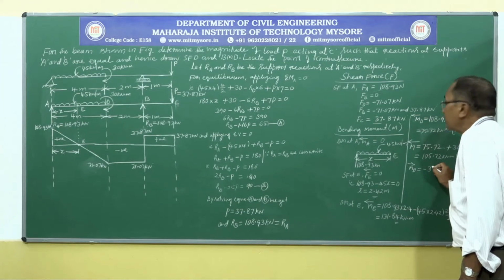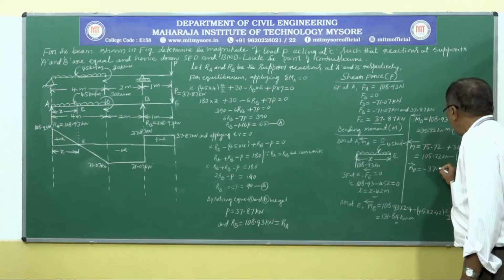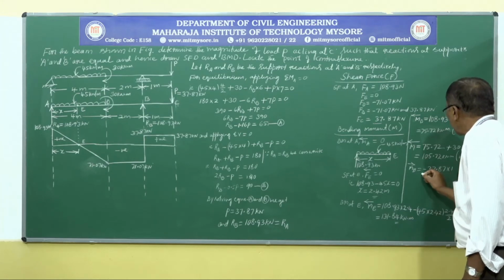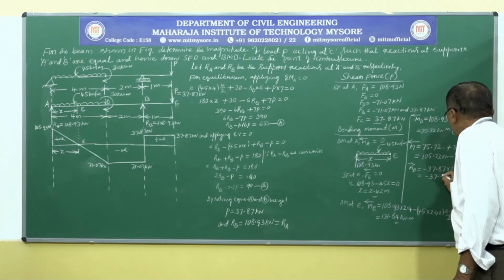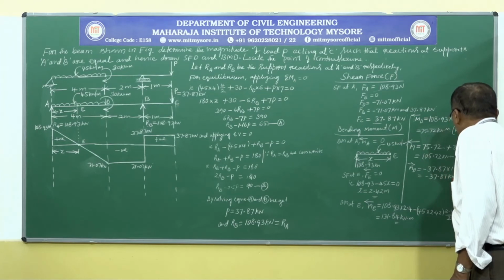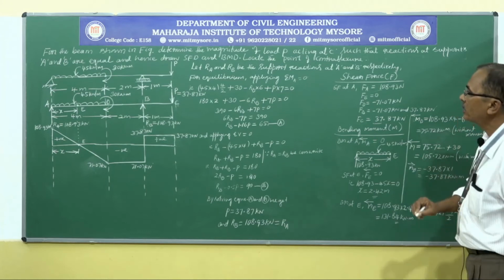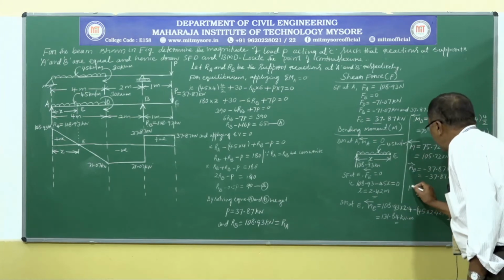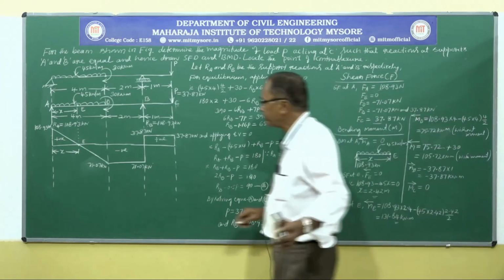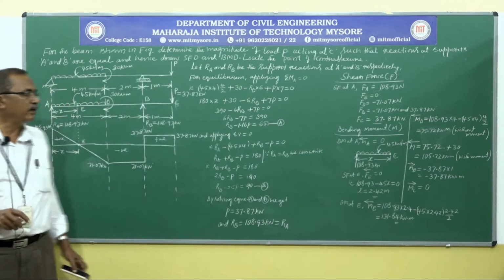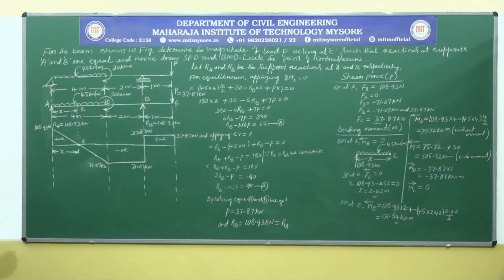Minus 37.87 into 1, that is equal to minus 37.87 kilonewton meter. Lastly, bending moment at point C, by considering the right hand side, no forces, no bending moment, 0. Now we can quickly draw the bending moment diagram by considering the calculated values at salient points.